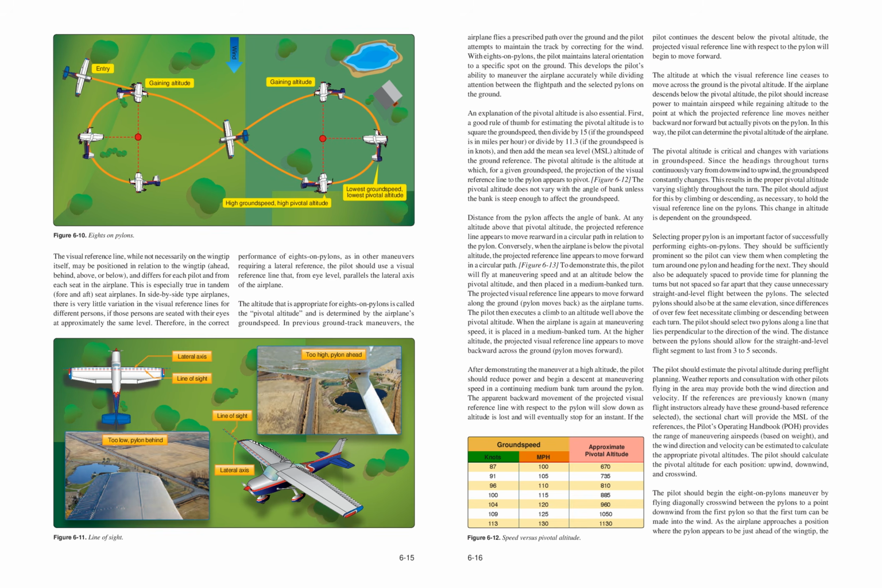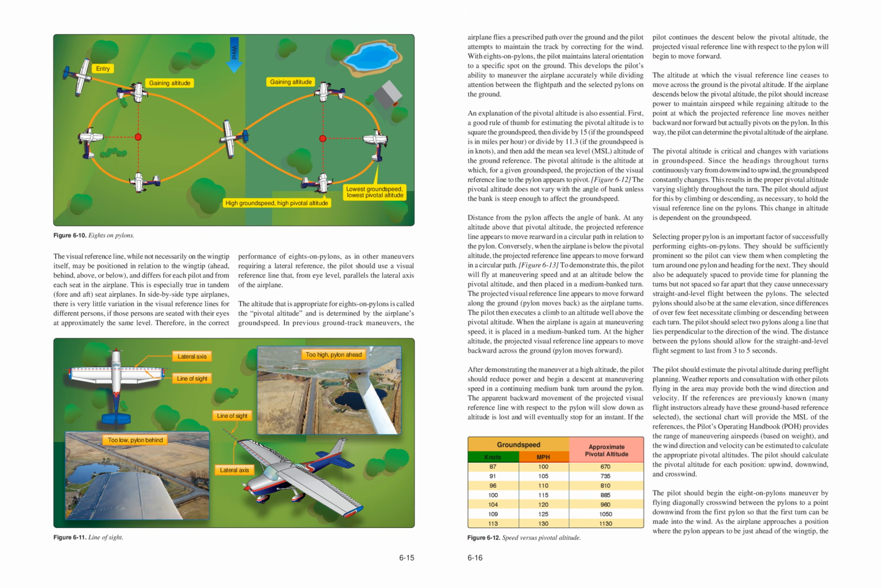After demonstrating the maneuver at a high altitude, the pilot should reduce power and begin a descent at maneuvering speed in a continuing medium bank turn around the pylon. The apparent backward movement of the projected visual reference line with respect to the pylon will slow down as altitude is lost and will eventually stop for an instant.